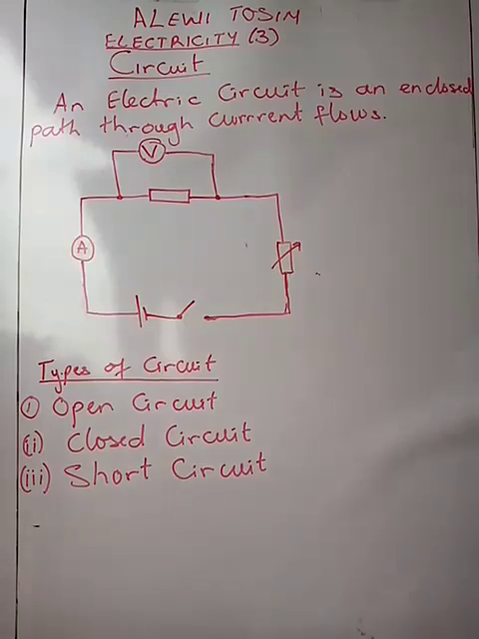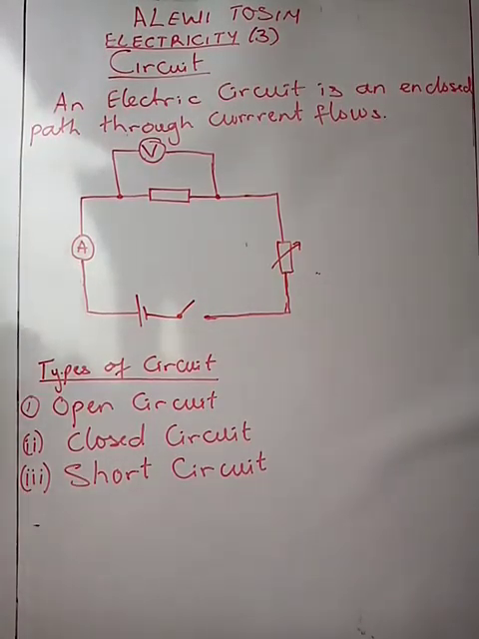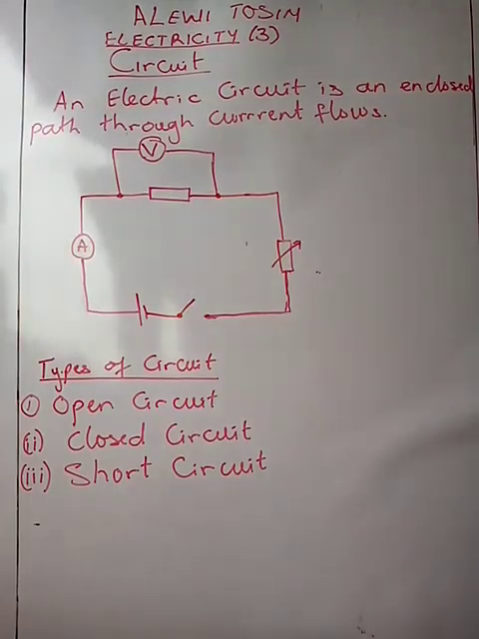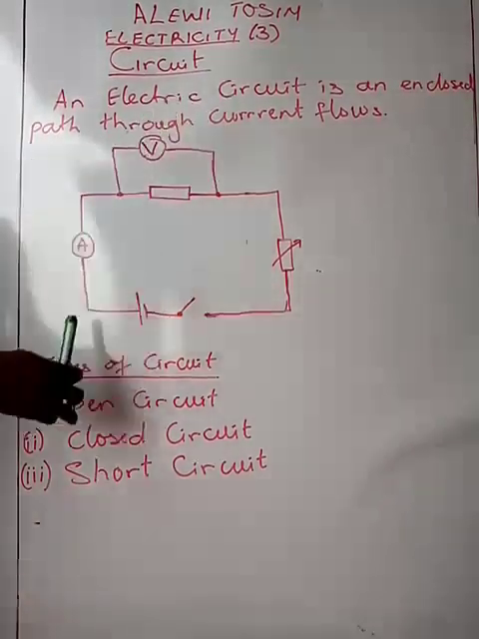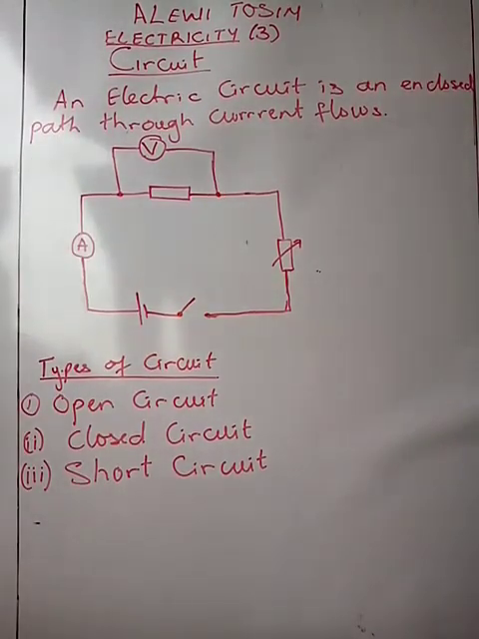On this part 3, we are taking circuit. What is a circuit? A circuit is an enclosed path through which current flows. Last time we told you what current is. We said it is the flow of electrons in a circuit. Now, circuit, we said, is an enclosed path through which current flows.